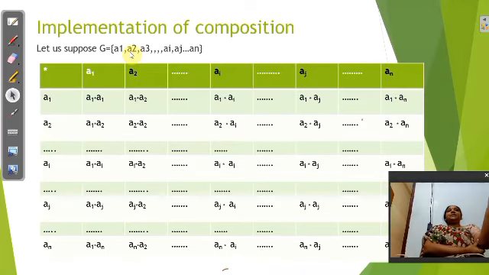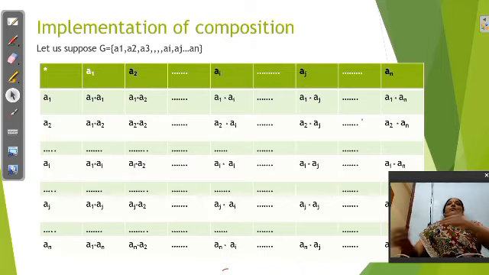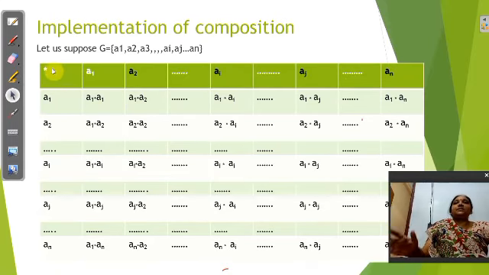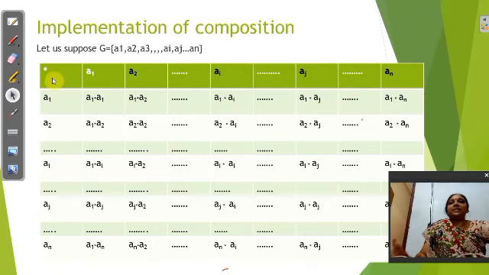Next, implementation of the composition table. Here I am taking G = {a1, a2, a3, and so on, up to an}, n number of elements. We have to form the table like this. Here we have n elements, so I have to take n plus 1 rows and n plus 1 columns, and in the first box I have to take the binary operation. Here the binary operation is not mentioned, so let us take the binary operation as multiplication.